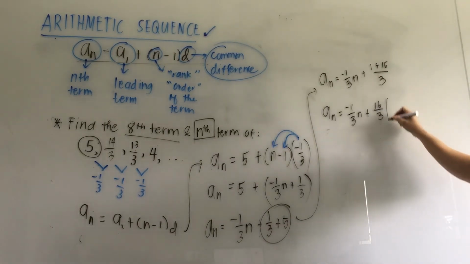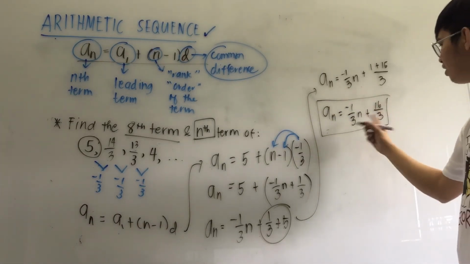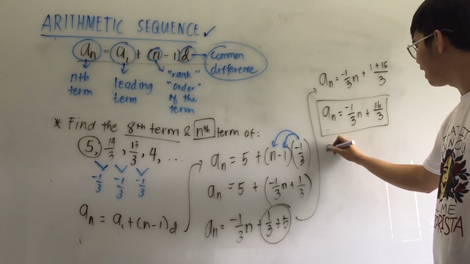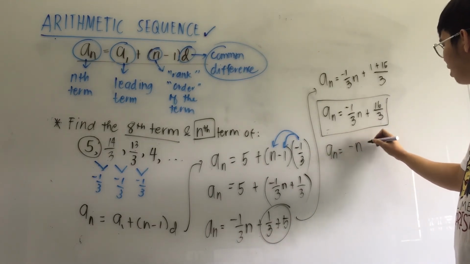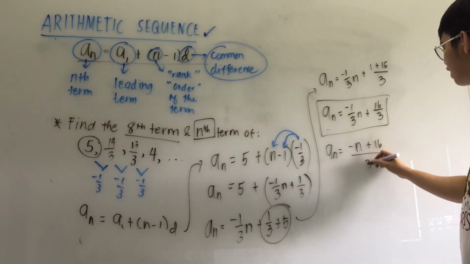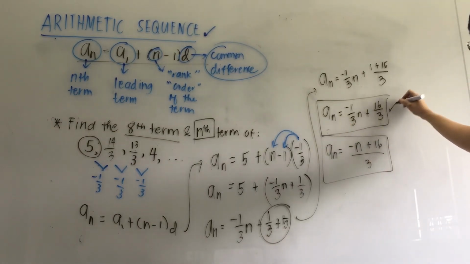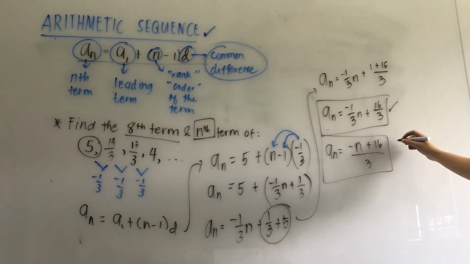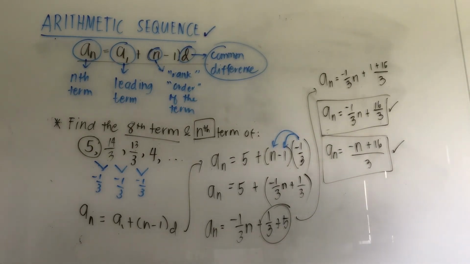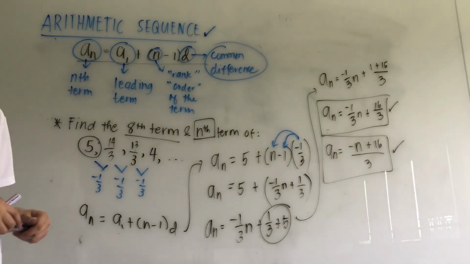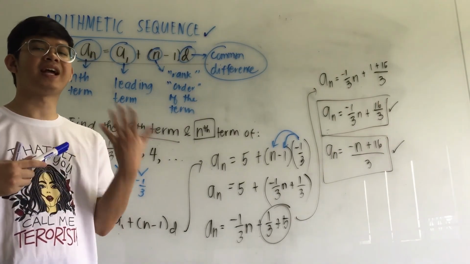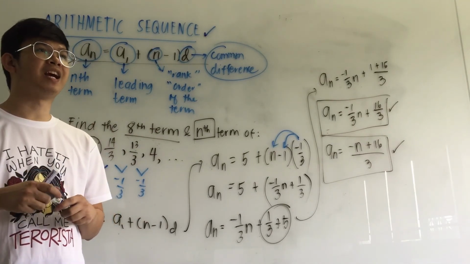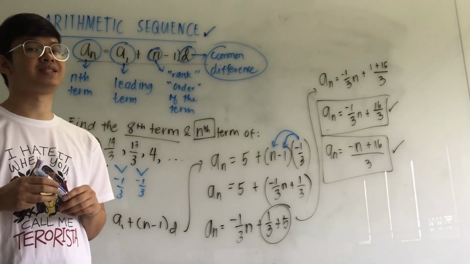This is already acceptable, but you may combine the 3 here for us to have a sub n equals negative 1n, which is just negative n, plus 16 over 3. If you will be having this answer, it's okay, but you can simplify it to have this one as the final answer, okay? So those are the examples that we have for applying arithmetic sequence, okay? So the next videos will be tackling problems involving arithmetic sequence, okay?